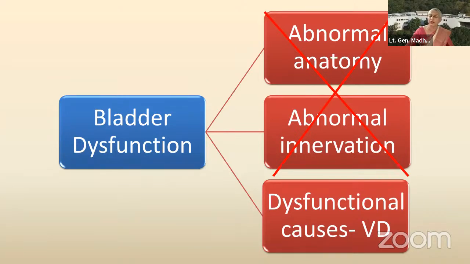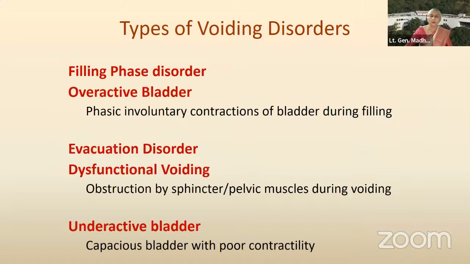But what happens when both these are normal? Normal anatomy, normal innervation, and yet the child has intermittent leaking and wetting. That comes under the broad classification of voiding disorders, which are dysfunctional or abnormal functional problems. And like I said, the bladder had two functions: one was filling and the other was evacuation. So imagine the bladder is supposed to expand as a watertight compartment to capacity very smoothly. If this doesn't happen and the bladder keeps contracting during the filling phase, you have an overactive bladder, and these involuntary contractions during filling can cause intermittent leaks.